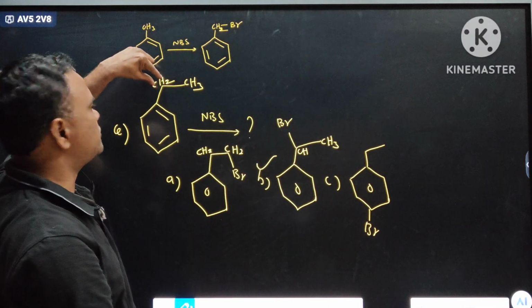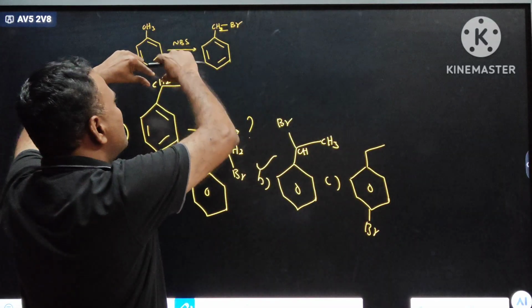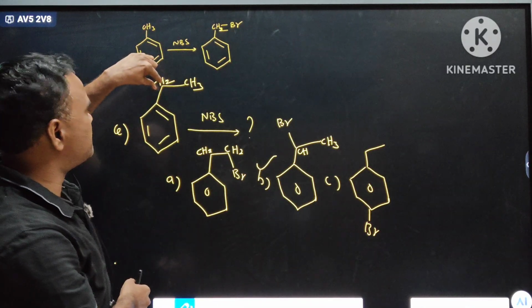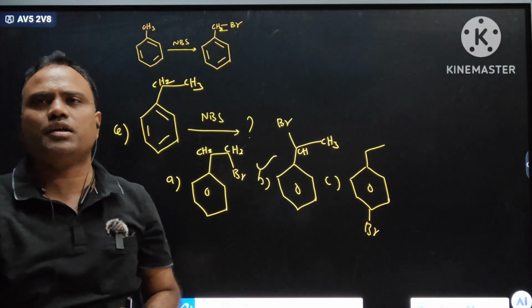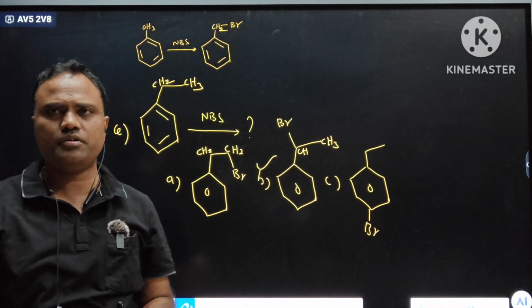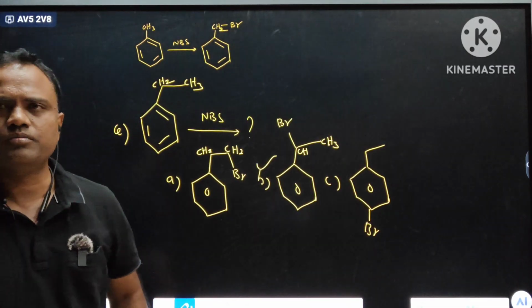If you remove this hydrogen and attach Br, that is correct. Why? Because whenever you remove hydrogen as H dot from here, you will get a secondary free radical. So this is correct. Clear, everybody? All of you.